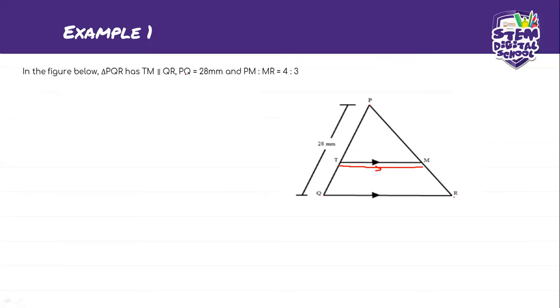And then PQ is here. PQ is equal to 28 millimeters, and PM to MR is 4:3, right? Now, let's see what type of question we might get.